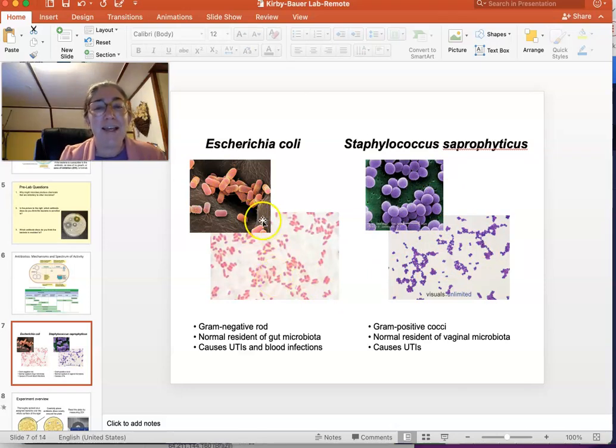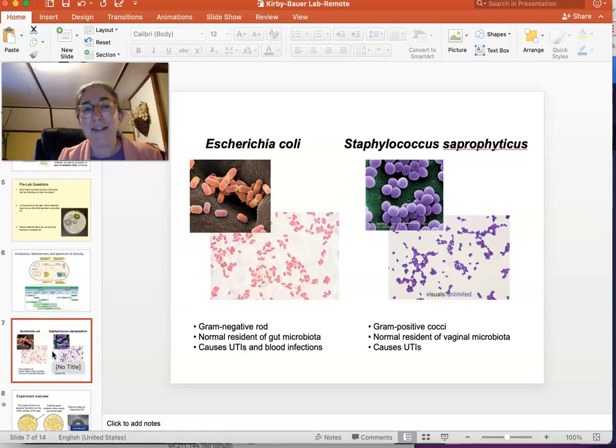E. coli is normal flora in the gut, and so sometimes it accidentally gets from the anus to the urethra and causes urinary tract infections that way. So these are both clinically relevant. However, the strains that we are using are very unlikely to cause infection when working with them. They are BSL, biosafety level 1 organisms.